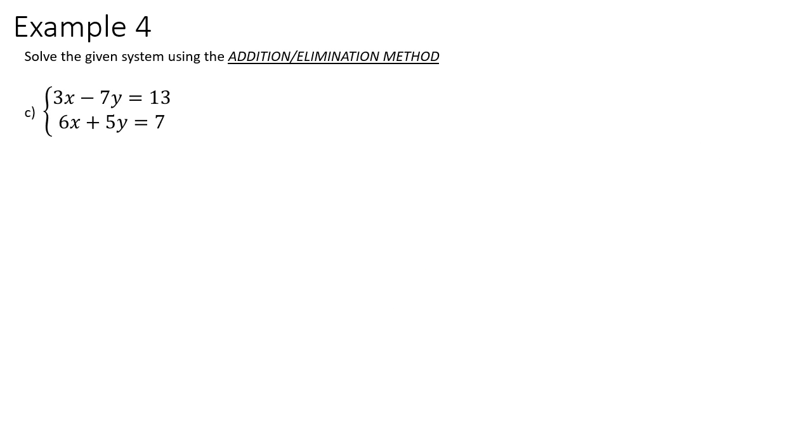Example 4, part C. Solve the given system using the addition or elimination method. All right, so I notice that first off, my x's are lined up vertically, my y's are lined up vertically, my equal signs are lined up vertically, and my constants are lined up vertically. So that's good. I also do some quick calculations in my head, and I see that if I add down, none of the variables are going to eliminate. So that means I need to multiply one of these equations by something.